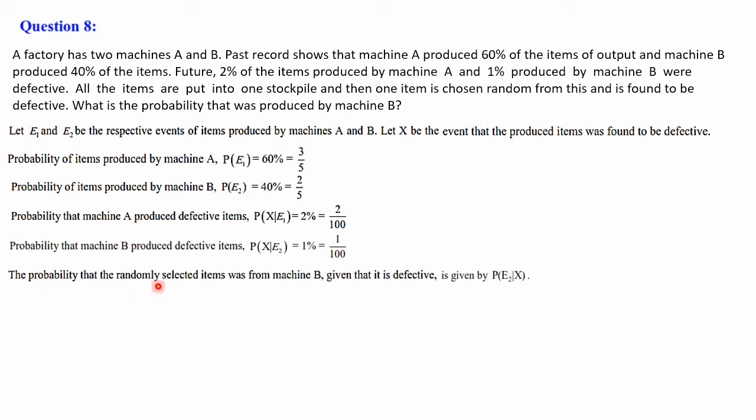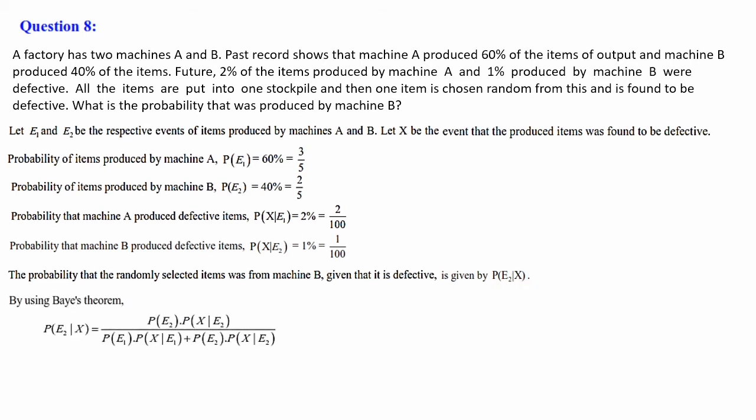Next, the probability that the randomly selected item was from mission B, given that it is defective, is what we have to calculate. All the items are put into one stockpile, and then one item is chosen at random from this and is found to be defective. So a defective item is chosen; the probability that it is from mission B is what we have to calculate, that is, the probability of E2. Mission B is taken as E2. So we have to calculate the probability of E2 given X.